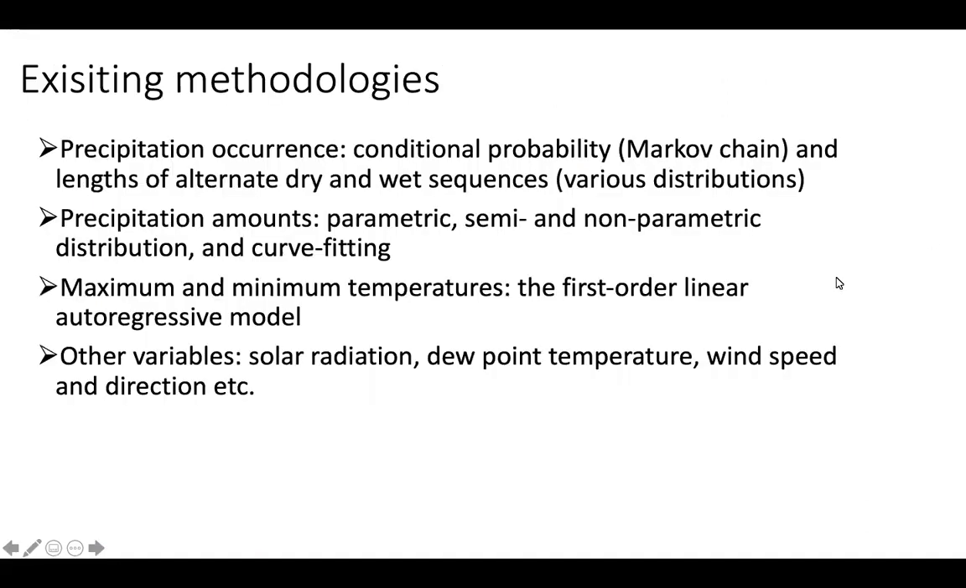The methodology of weather generators is wide as well. Most studies focus on precipitation generation, because precipitation is very unique. It has occurrence and it also has an intensity. So it is a two-stage modeling, and there are a couple of different methods available in the literature, like parametric, semi-parametric, non-parametric, and curve fitting. There are also lots of different methods for maximum and minimum temperature and other variables like solar radiation, dew point temperature, and wind speed.